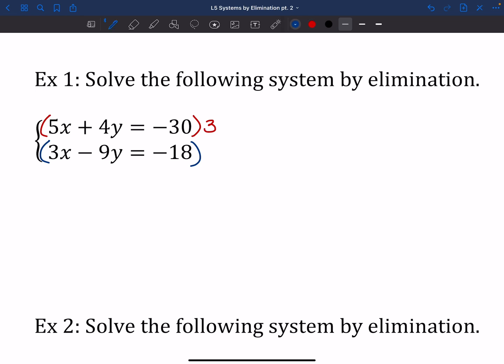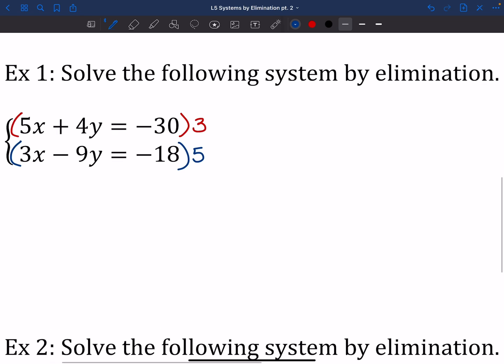To turn 3 into 15 on the bottom, we're going to multiply all of that by 5. All right, so let's take a look at what that's going to do. For the top one, we're multiplying everything by 3. So that 5x is now going to be 15x. 4y times 3 is now 12y. And over on the other side, negative 30 times 3 is negative 90. So we've got 15 for our x there. That's what we were hoping for.